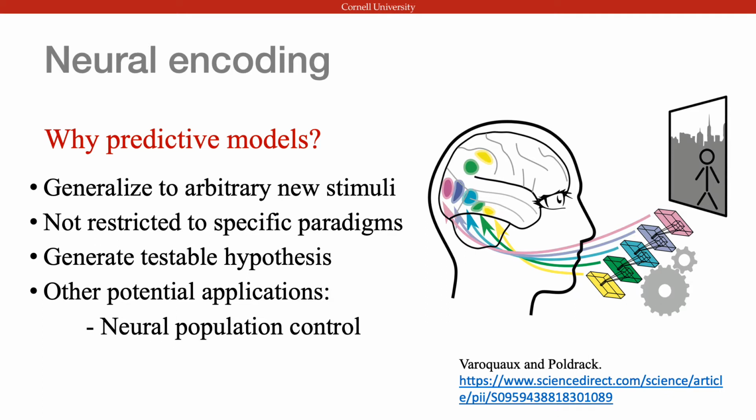Predictive models, on the other hand, are based on out-of-sample prediction, and they generalize to arbitrary new stimuli and can thus offer more holistic descriptions of sensory processing in an individual. The biggest advantage is that once we have such a general model, we can use it to generate novel hypotheses about information processing that can then be tested under more controlled conditions. These models can also be used in other applications, such as neural population control, by optimally synthesizing stimuli to elicit a desired neural activation pattern.